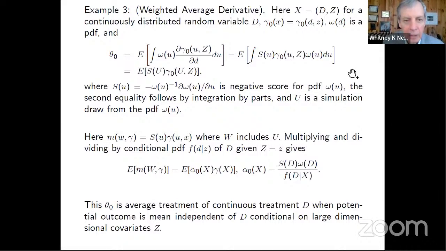So now let me talk about this for a minute. We'll get to the rest of this in just a second, but notice here what you're doing is you're integrating over D, right? U becomes just the variable of integration. Here's the PDF you're integrating over. And then you're taking the expectation over Z. There's a name for this in the literature on non-parametric endogeneity.